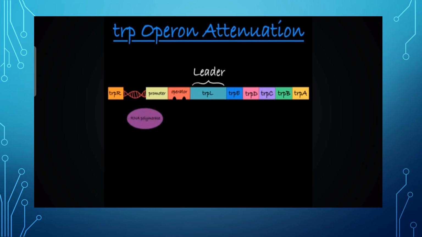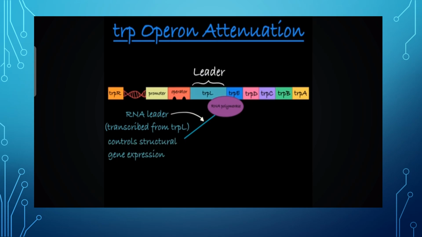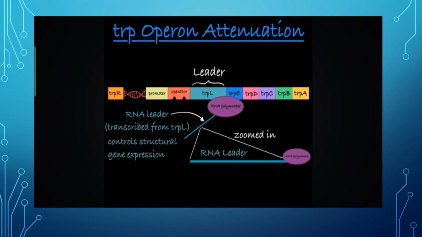When RNA polymerase binds to the promoter of the operon, the first thing transcribed is the RNA leader. Structural gene expression is controlled by this RNA leader, which in certain circumstances can cause transcription to be terminated before RNA polymerase reaches the structural genes. Now, this leader sequence has some regions of self-complementarity. Highlighted 1, 2, 3, and 4 here.